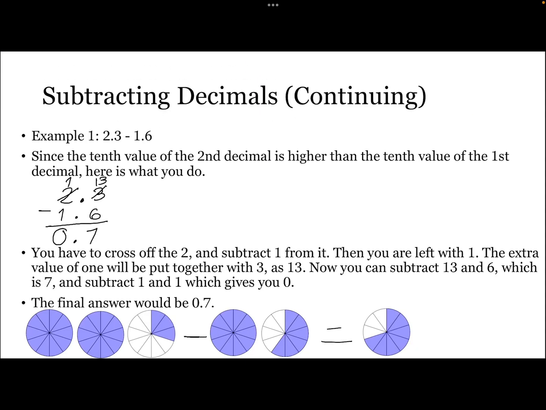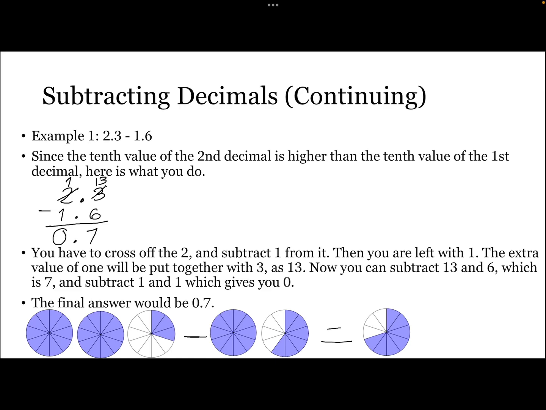Subtracting decimals, continuing. Example 1, 2.3 minus 1.6. Since the tenths value of the second decimal is higher than the tenths value of the first decimal, here's what you do. So the second decimal is 1.6 and the first decimal is 2.3. So as you see here, I subtracted 2.3 minus 1.6. What I did, I crossed off the 2 and I put 1. I took 1 away from the 2 so that I can transfer that 1 to the 3, and that makes it turn from 3 to 13. Now, we're able to subtract 13 and 6, which gives you 7.